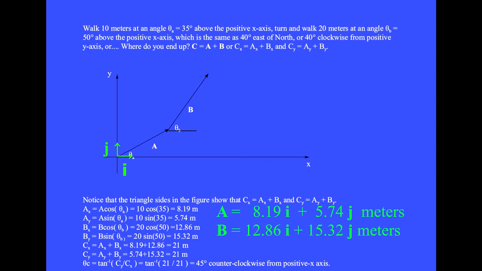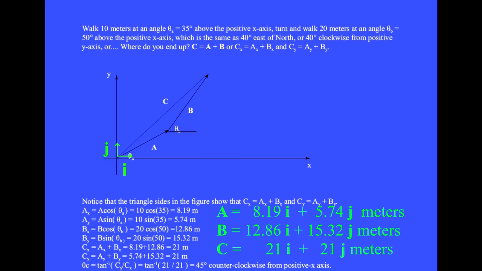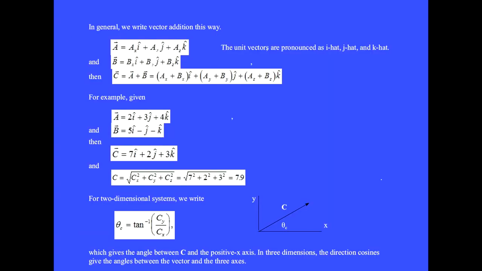The vector B can be written as 12.86 i hat plus 15.32 j hat. We add these vectors by adding components. The vector C can be written as 21 i hat plus 21 j hat. In general, we write vector addition this way.